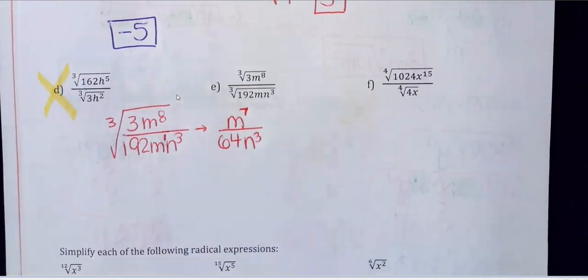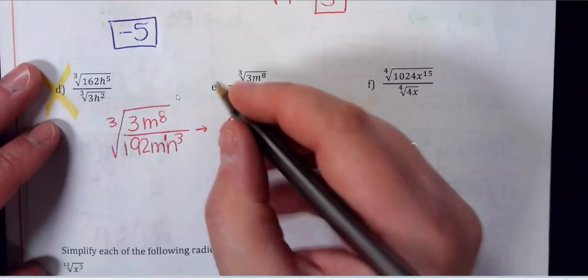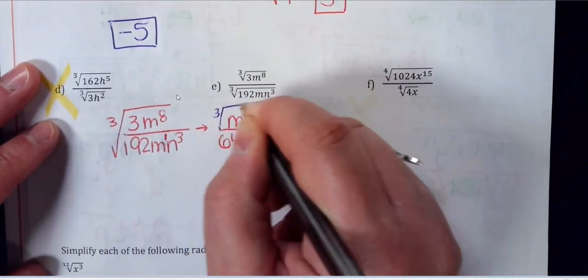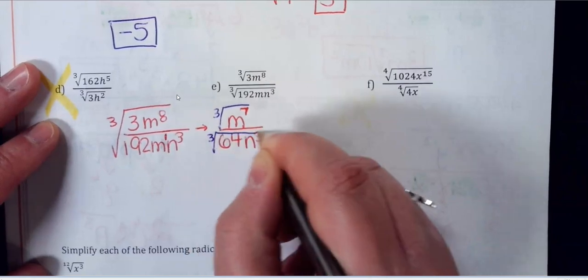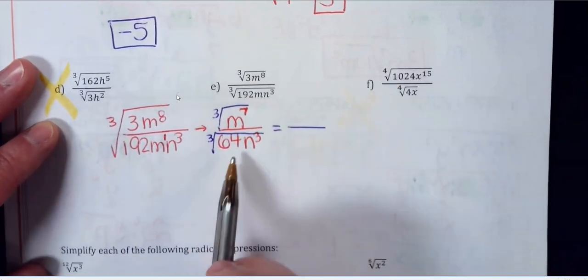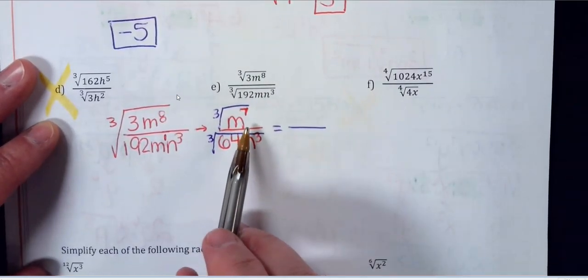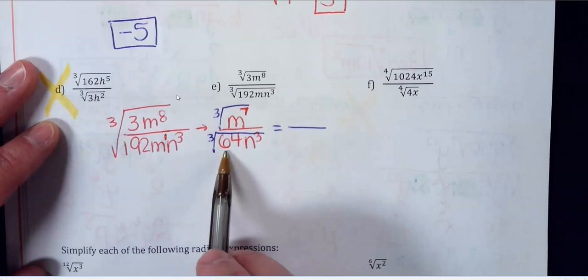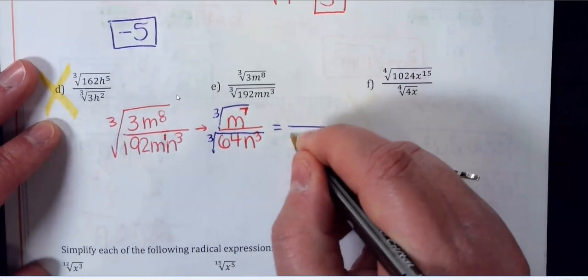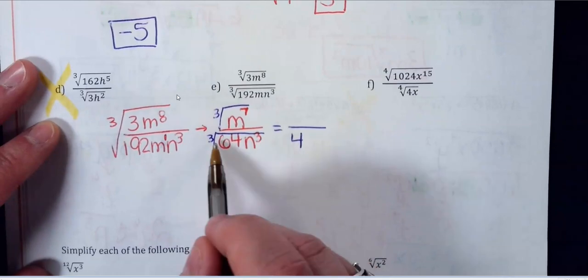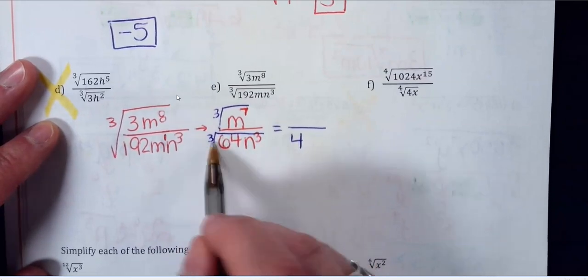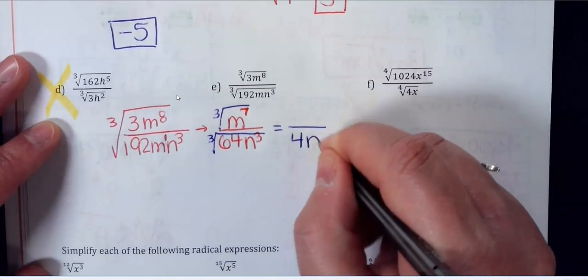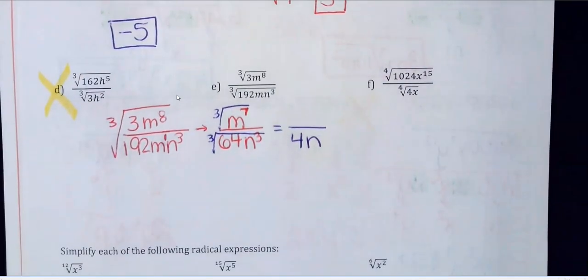Now, this is different than some of the other problems because it's not a perfect cube all the way around. This is where I would definitely take the cube root of the top and the bottom separately. The top of that, I'm going to save for just 1 second. The bottom is a perfect cube. Cube root of 64 is 4. N to the 3rd, that exponent is divisible by 3, and 3 divided by 3 would just be 1. So the bottom of that would just be 4n.